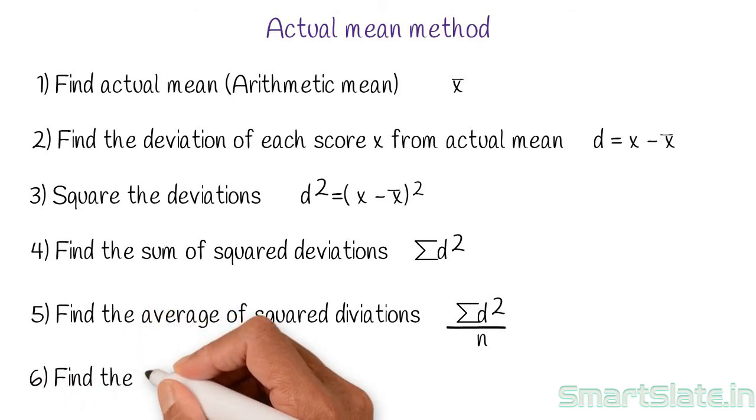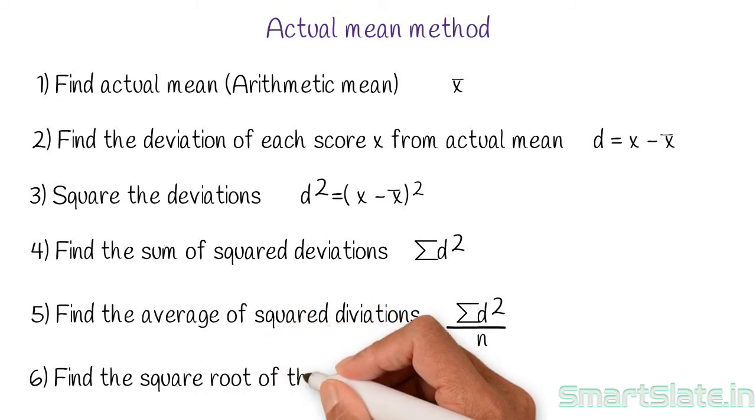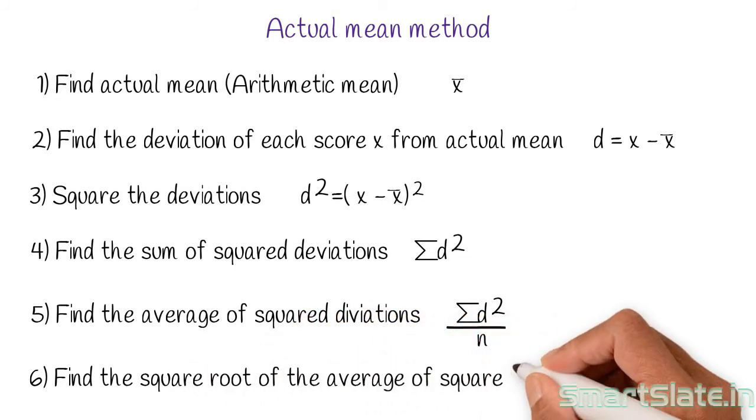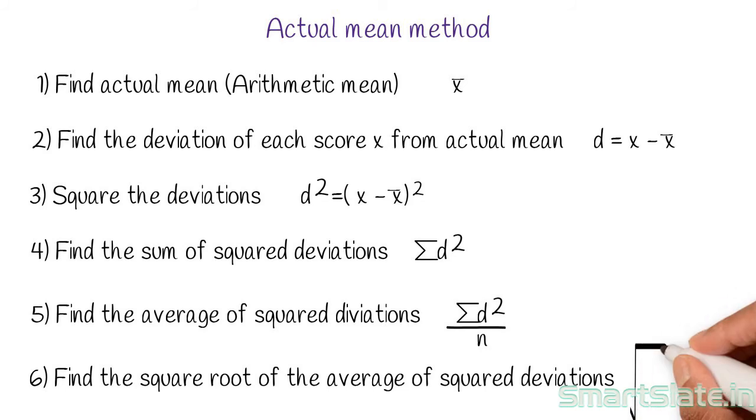Sixth and final step is find the square root of the average of squared deviations. It is square root of sum of d square by n. Have a look at all the steps involved in the actual mean method. Let me explain this to you with an example so that you get better clarity.